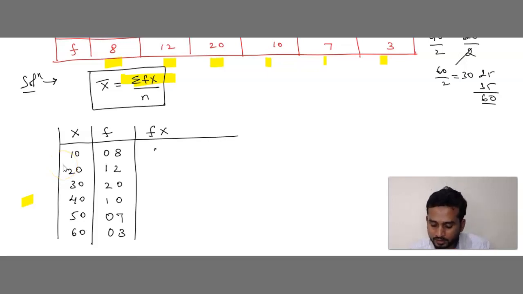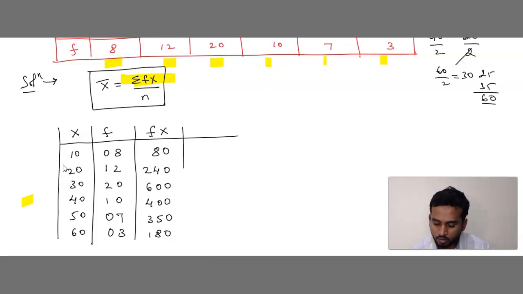Just multiply. 10 8s are 80. Next, 20 into 12 is 240. 30 into 20: 3 2s are 6, 00, 600. 40 10s are how much? Not 40 1s, 40 10s are 400. Next, 50 into 7: 5 7s are 35, it is 350. Next, 60 into 3: 6 3s are 18, that's nothing but 180. 60 into 3 is 180.